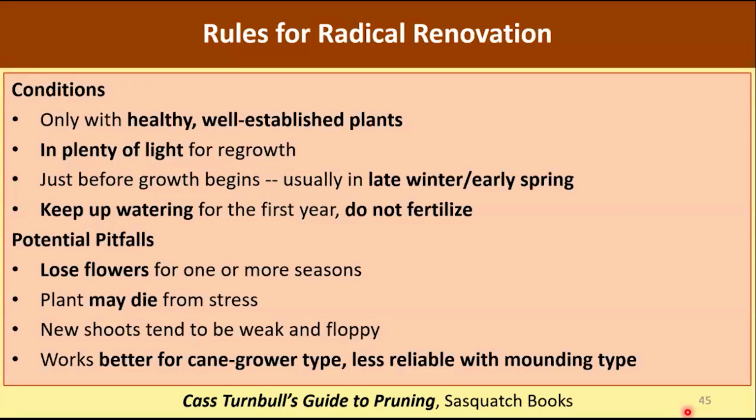The potential pitfalls: you'll lose flowers for one or more seasons. The plant may die from stress because this is a big shock to the system. The new shoots tend to be weak and floppy, so be prepared for that, but they'll grow out of it. And it generally works better for shrubs that grow in the cane type, like Oregon grape, for example, or lilacs. It's less reliable with the mounding types of shrubs.